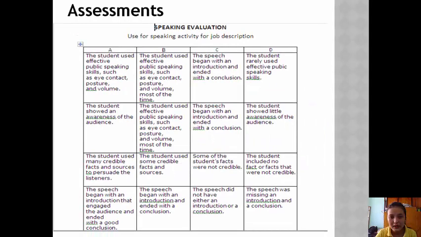And also the class has many speaking activities, so it's a speaking evaluation. The students will have a chance to learn from their friends when they see these criteria. They have to assess both verbal and non-verbal communication skills, such as eye contact, posture, and interaction with the audience, and also the content and the organization of the speech.